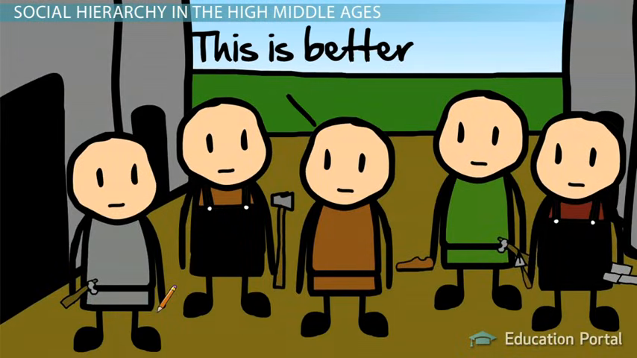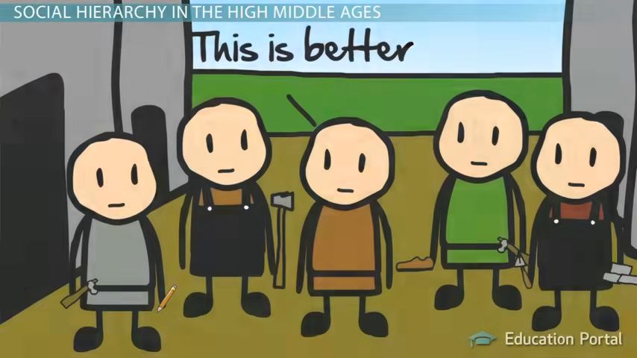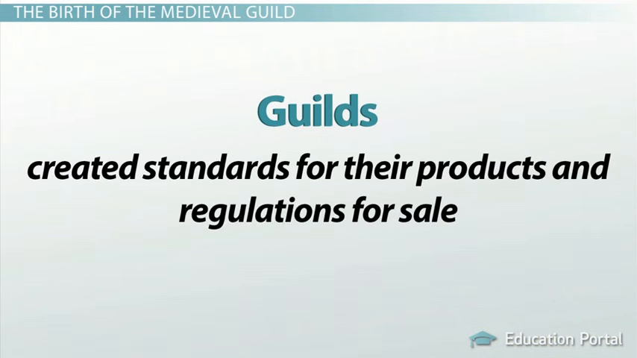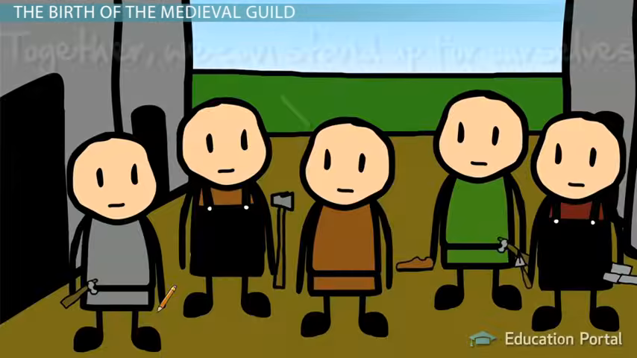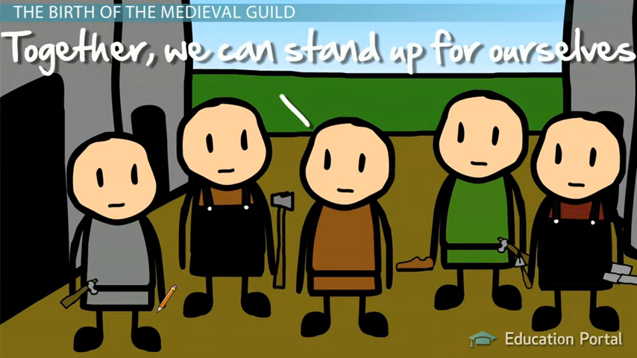As peasants, who shared commonality in the product they sold or made, formed into an organized group, they became known as guilds. Guilds created standards for their products and regulations for sale. Guilds provided a means for a person to move higher in the social class system. The guild set standards for the products of its members and also for the means by which they were compensated. Guilds could grant protection to their members against high taxes or rent forced upon them by their lords.